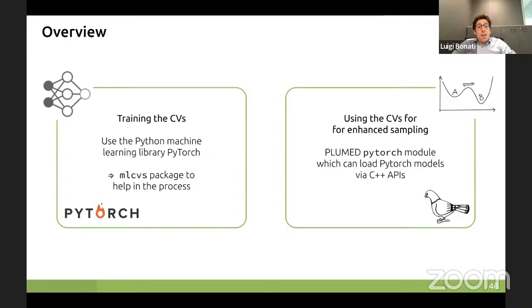So how can we do this in practice? Well, the first step is the training of the CV. For this, we can use PyTorch, which is a well-known machine learning library. In particular, I developed a package to help in this process, which allows us to very easily train the CVs I presented also in this talk. Once we have obtained such a model, we can export it and load it in PLUMED using the PyTorch C++ APIs. So I developed a PyTorch module which can load these machine learning models from PyTorch.